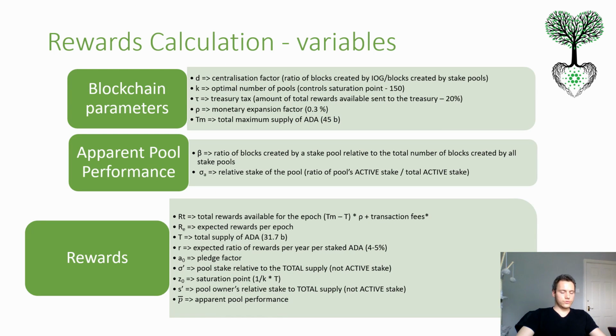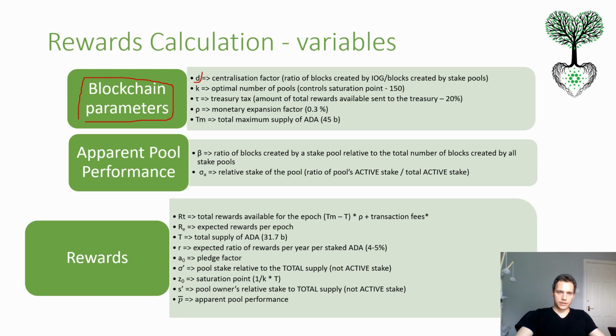So to do rewards calculations, we need a lot of variables, and this is where things get a little bit complicated. So I tried to divide them into three categories. Let's start with the blockchain parameters first. These are variables that are set in the protocol. They can change. Some of them will probably remain the same for quite a bit of time. Others change from epoch to epoch.